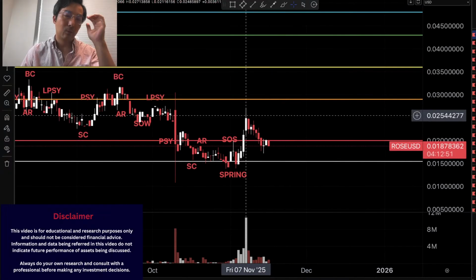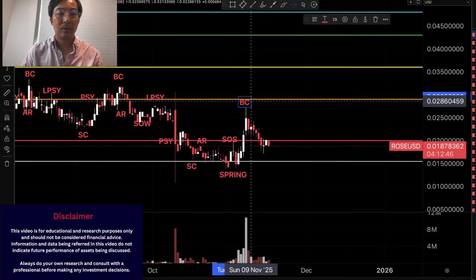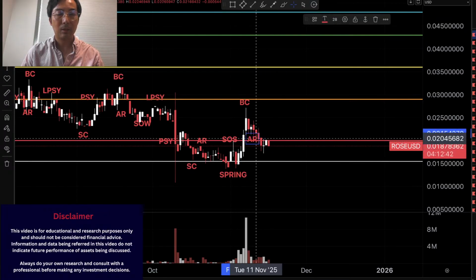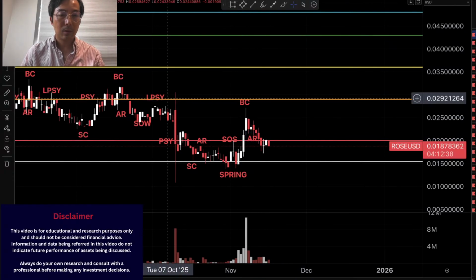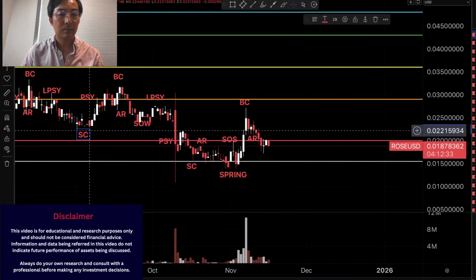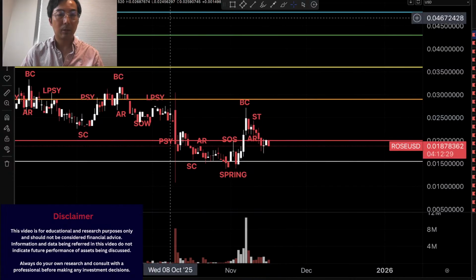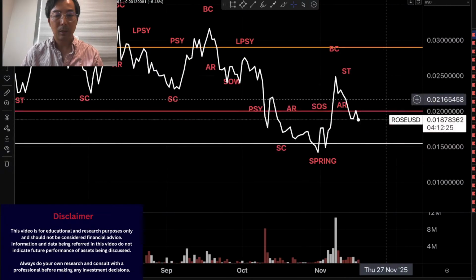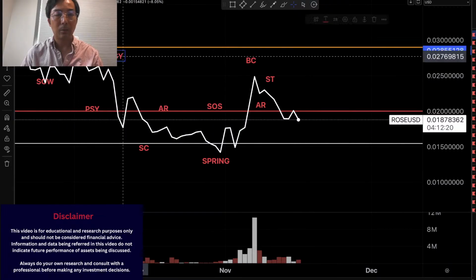So if this was a mini buying climax, and we have gone through the automatic reaction, and also maybe this was a second test because it's pretty low. So if I change to the line chart, you see that little bump. Okay, the climax, the bump, and then the LPSY.